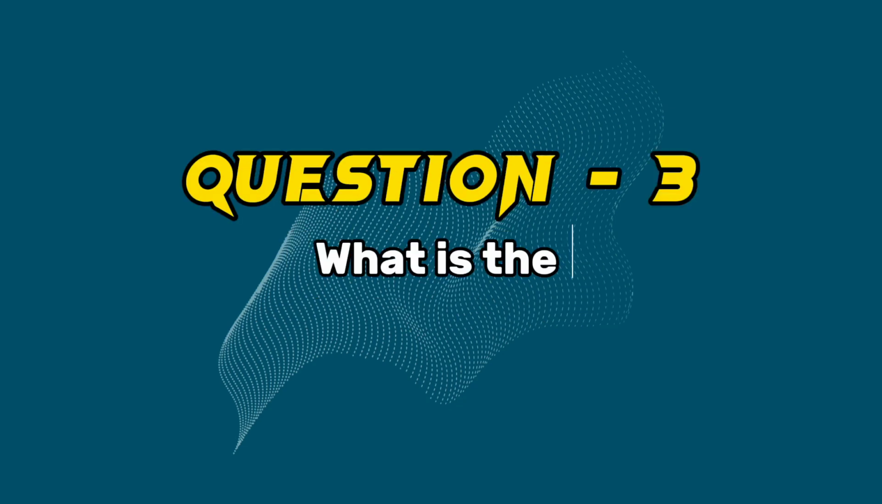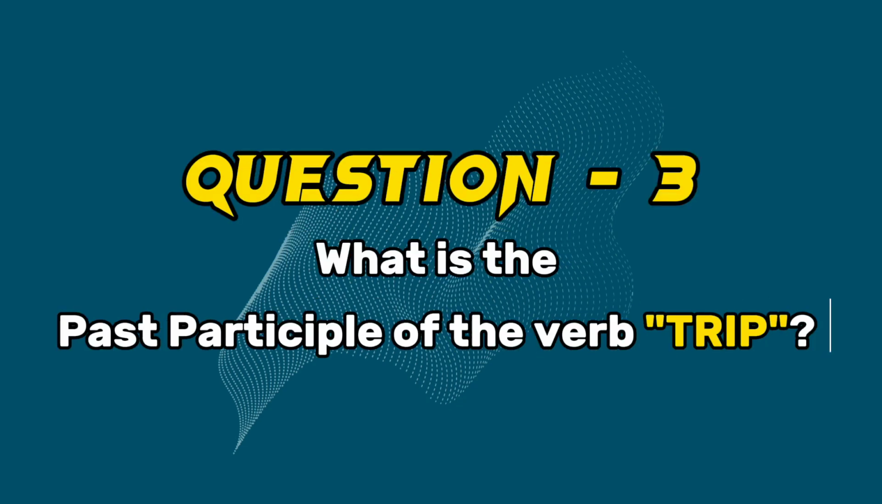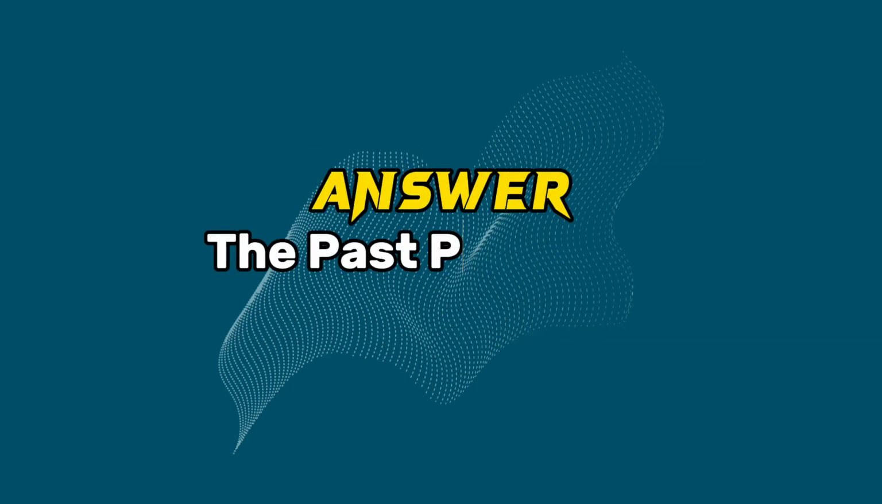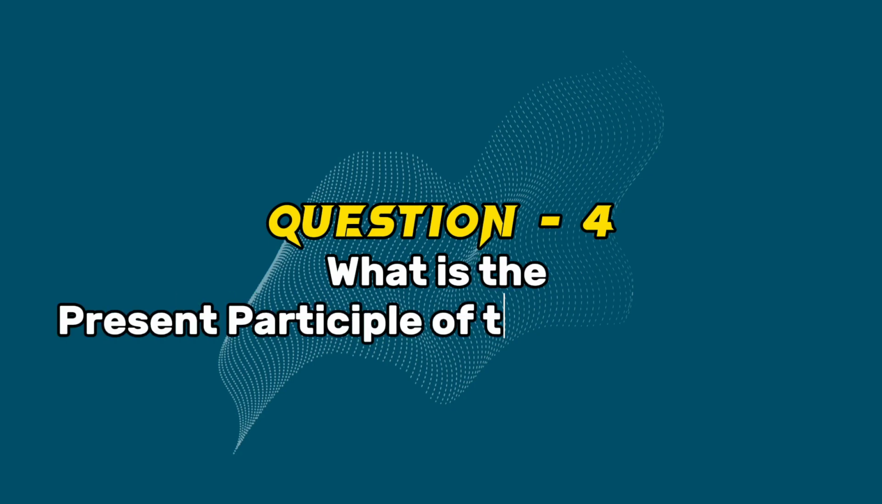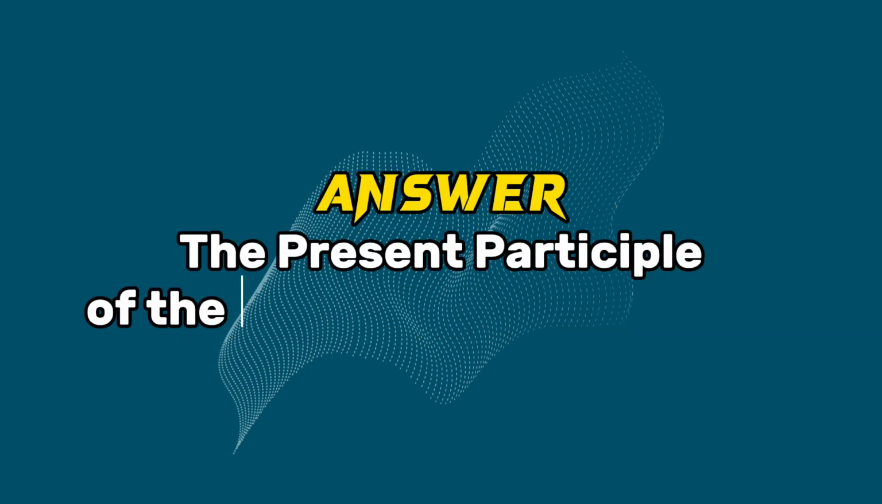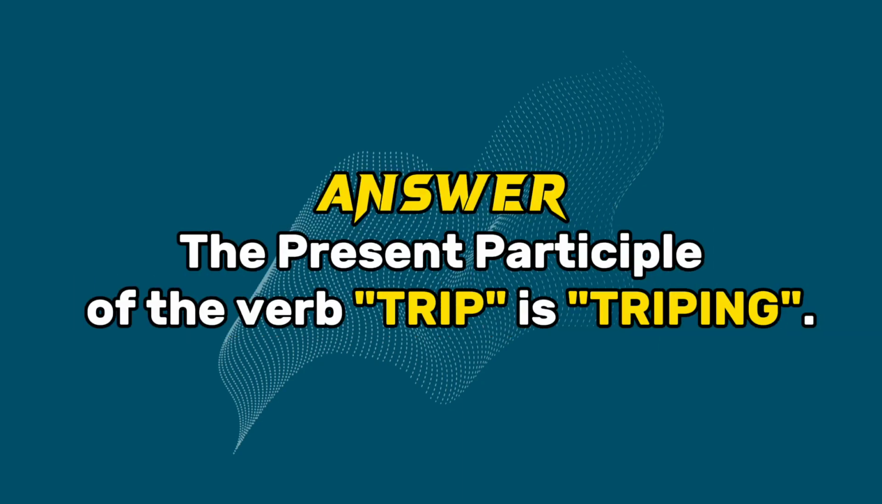Question 3. What is the past participle of the verb trip? Answer. The past participle of the verb trip is tripped. Question 4. What is the present participle of the verb trip? Answer. The present participle of the verb trip is tripping.